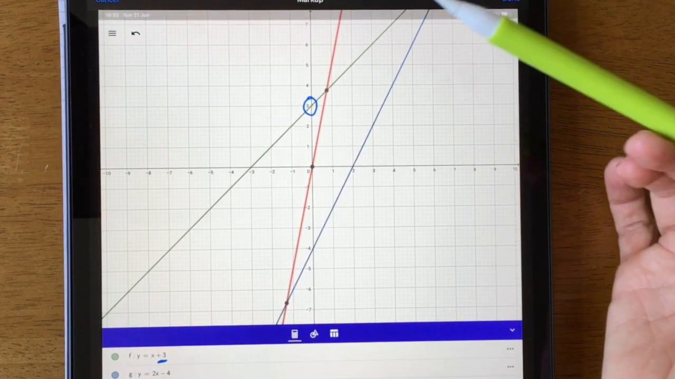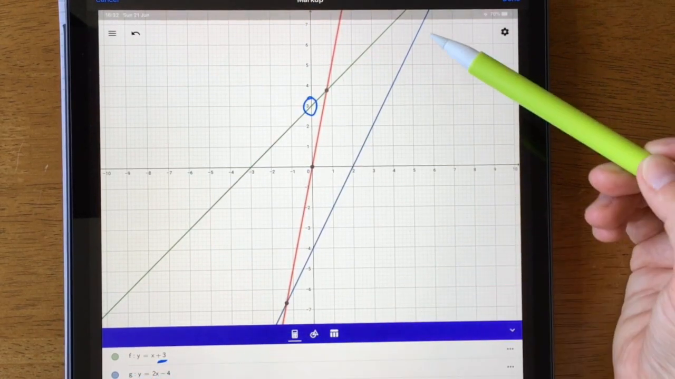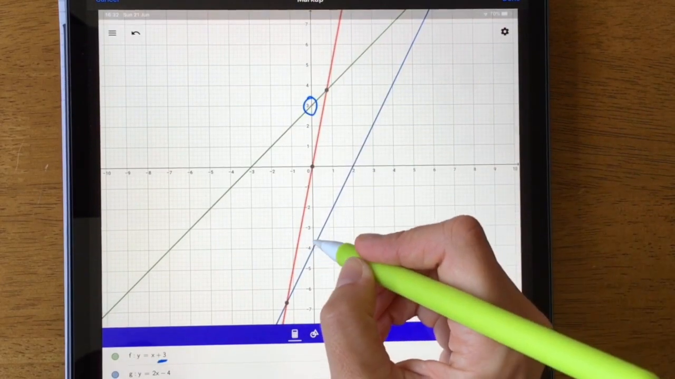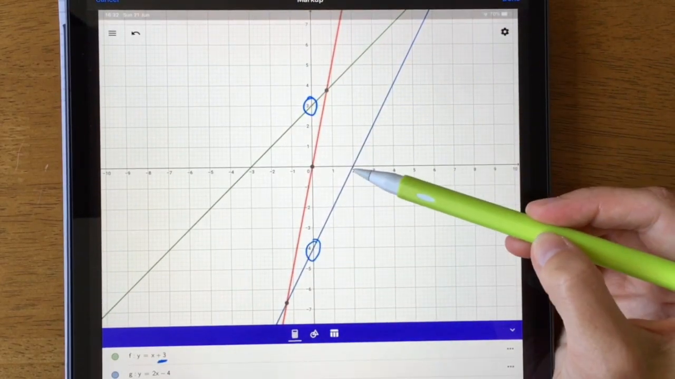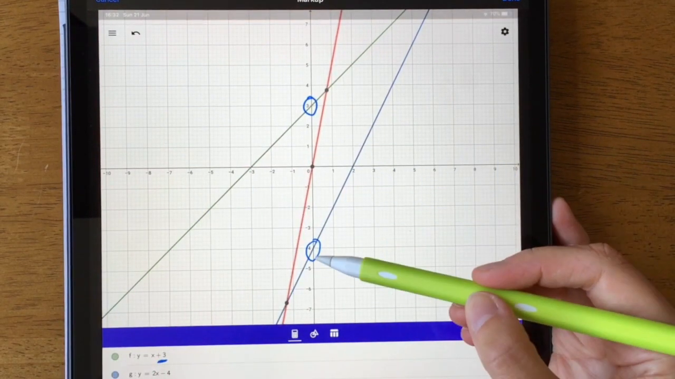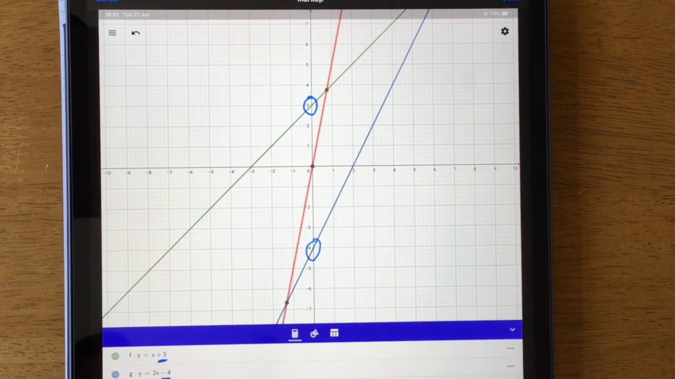So let's have a look at the blue line now. So we've got y equals 2x minus 4. So this blue line, where does it cross the y-axis? Well, it crosses the y-axis here. Don't be fooled into thinking it's here. Remember, that's the x-axis, okay? So it crosses here at minus 4, okay? So that would be that part there.